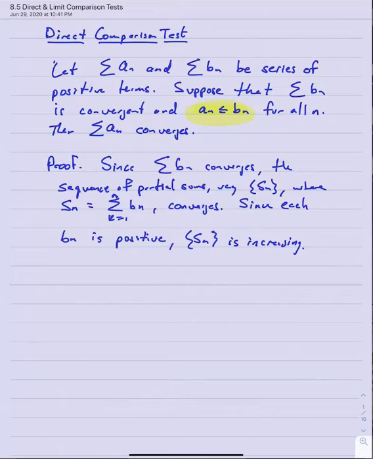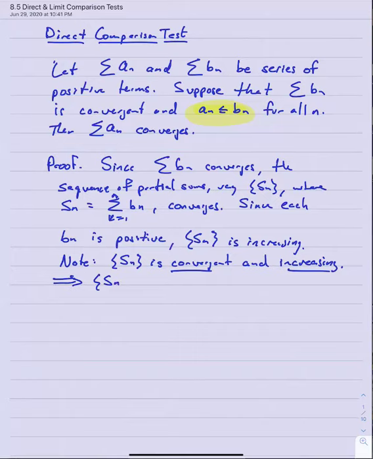Okay, so let's put those two together. So note, we have that the sequence of partial sums is convergent and increasing. Okay, what does that remind us of? Well, a few sections ago we had a theorem that said if a sequence was convergent and monotonic, which this sequence is, then that sequence is bounded. So these two put together say that this sequence of partial sums is bounded.